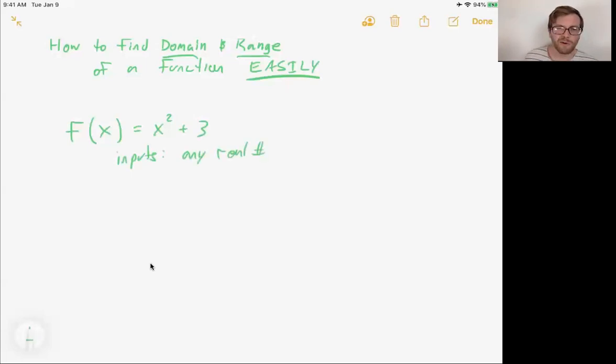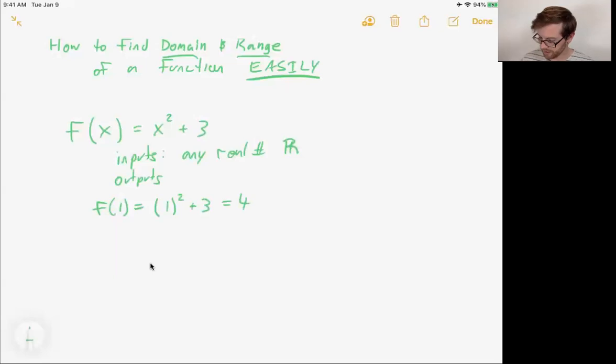By the way, we can say all real numbers with this little symbol, like a fancy looking R, which means all real numbers. Now let's look at what we can get out of this thing really quickly. Let's say outputs. What can f of x produce when we put in whatever input we want for x? Well, I could put in a 1 for x, so f of 1, and then I would just substitute a 1 everywhere there's an x in that function, and that would give me the output 4.